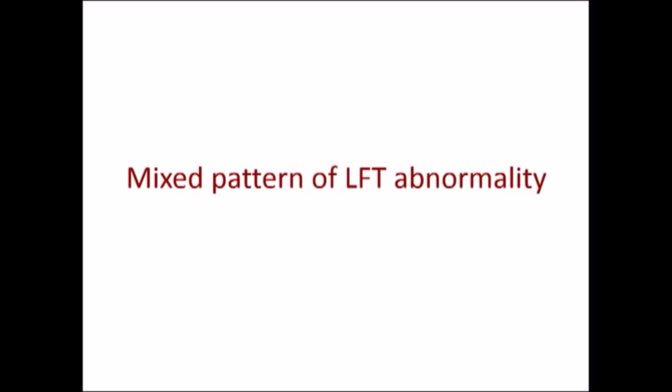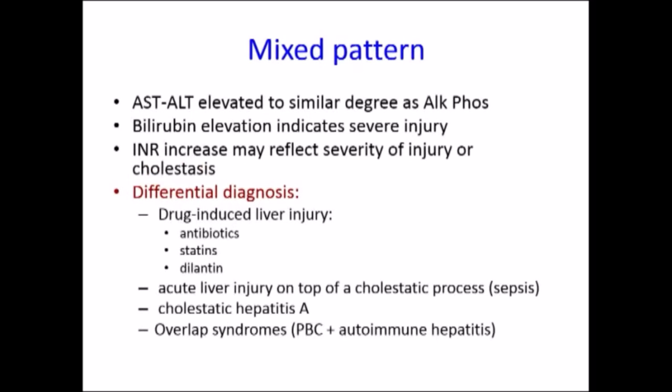And then lastly, the mixed pattern of abnormality where both AST and ALT are abnormal, as well as the alkaline phosphatase. Bilirubin elevation indicates you have severe injury. It's not part of the mixed picture.